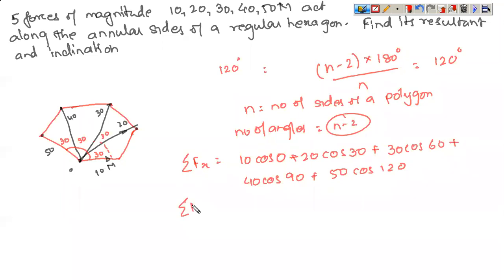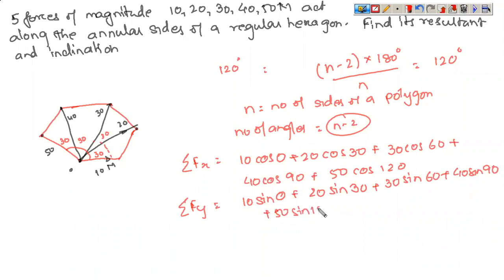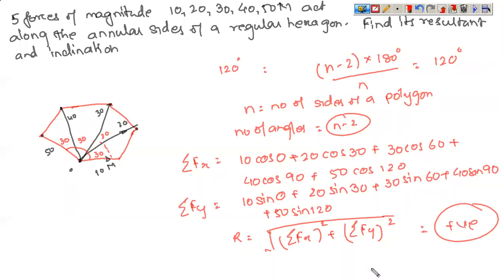So this is Fx. Now Fy is again, replace cos by sine. So this is 10 sine 0 plus 20 sine 30 plus 30 sine 60 plus 40 sine 90 plus 50 sine 120. So R you can find out, this will be equal to the square root of Fx whole square plus Fy whole square. So you will get the magnitude of R. So the magnitude of R will in all cases be positive.